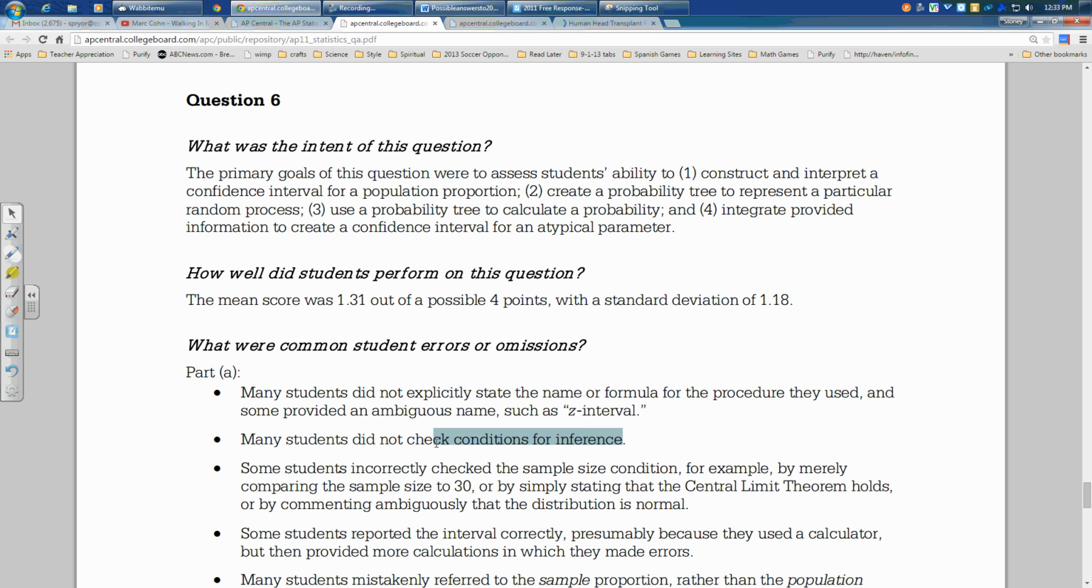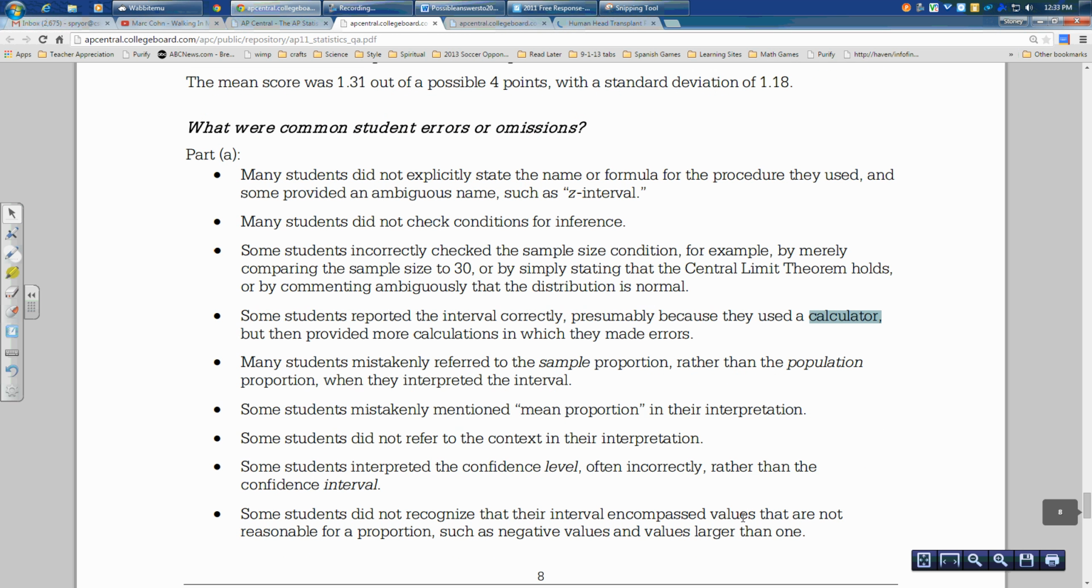They want you to check conditions, not just state the conditions. Some students said something about the sample size being bigger than 30 or 40 or the central limit theorem. We really want to make sure that we have 10 successes and 10 failures. That np idea is what's important here. Some students reported the interval correctly but showed work that didn't match up. Yeah, because you used your calculator. Make sure those things match.